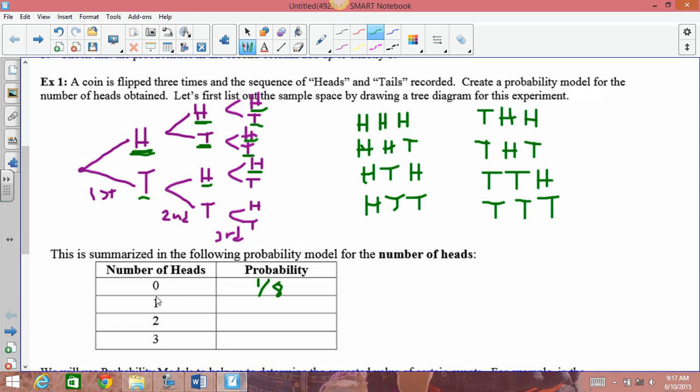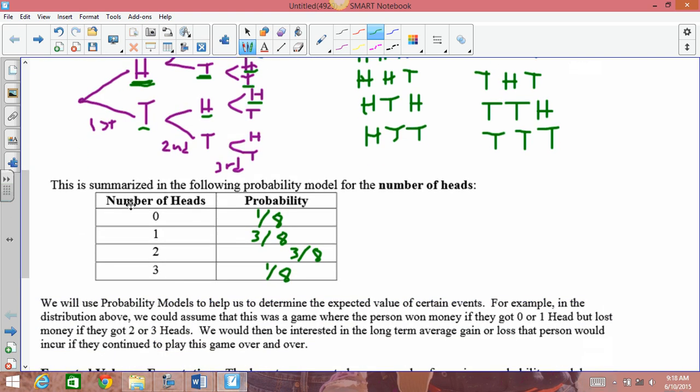Probability of getting exactly 1 head. So that happened 1, 2, 3 times. Probability of getting 2 heads. So this happens 1, 2, 3 times. And then lastly, getting 3 heads, that only happened 1 time. So that's what I mean by looking at all the possible events. You can get 0 through 3 heads. These are the probabilities of each of these events.